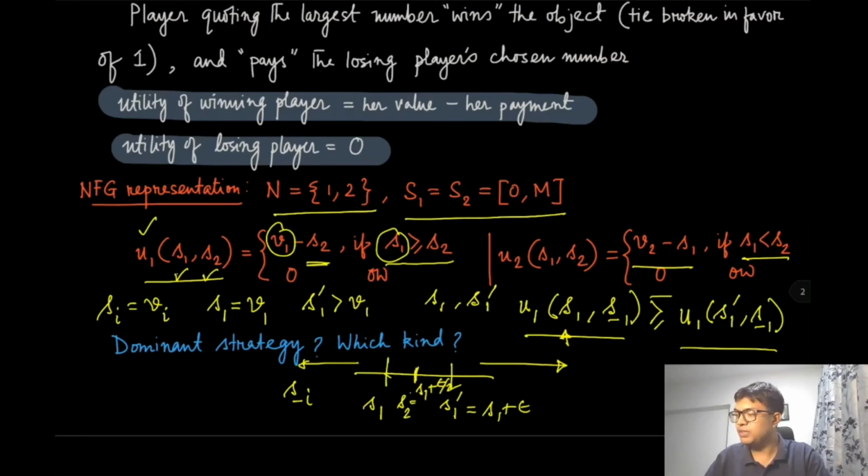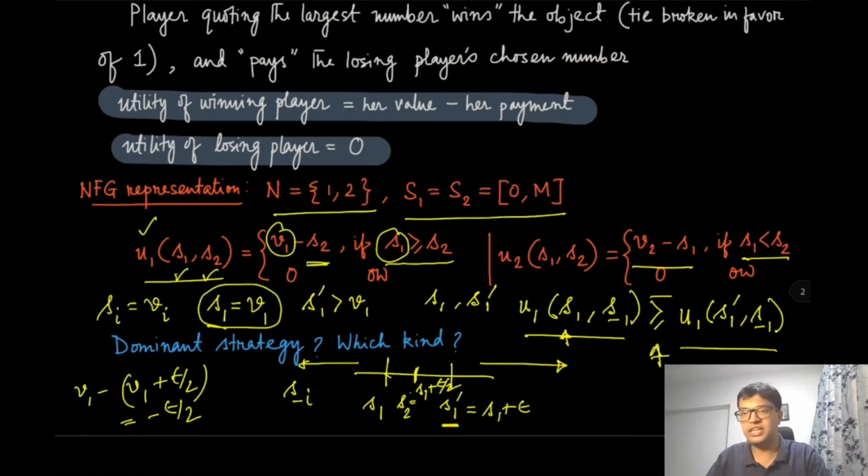So remember that S1 was nothing but V1. Therefore, when you win by reporting a higher S1, your actual valuation is V1 minus the payment that you are making, which is V1 plus epsilon by 2. So in some sense you are getting a negative utility here. Here you will have minus epsilon by 2, but if you had reported your V1 truthfully, if your S1 was equal to V1, then you would have got 0.